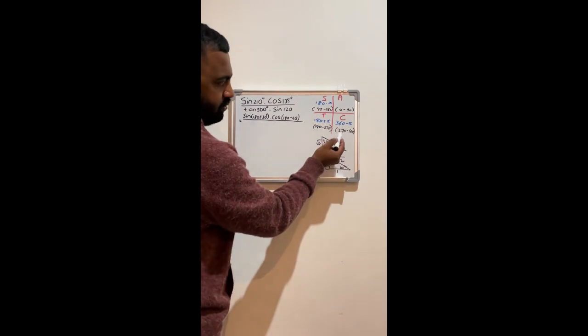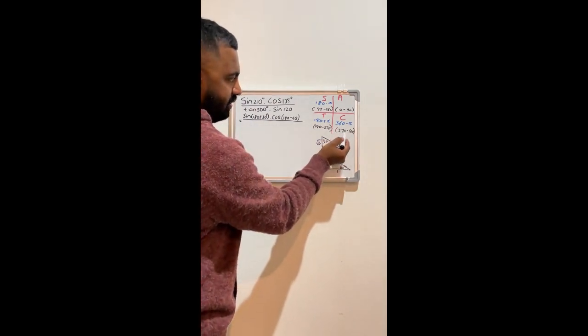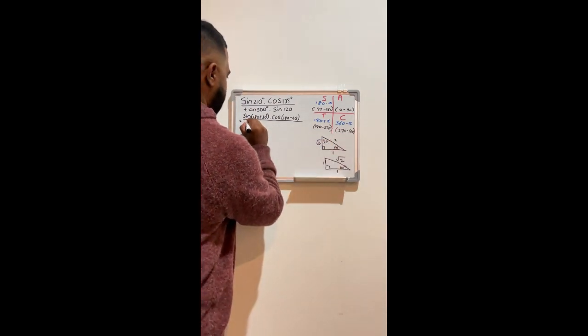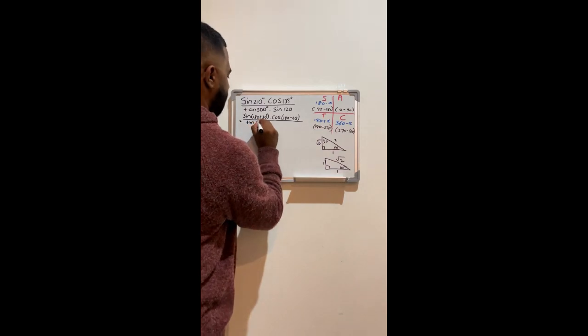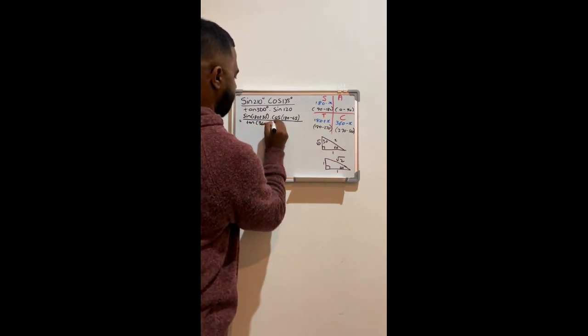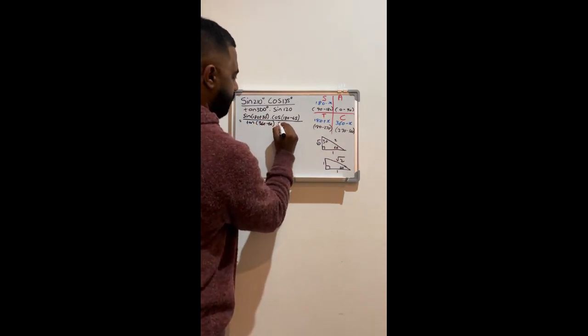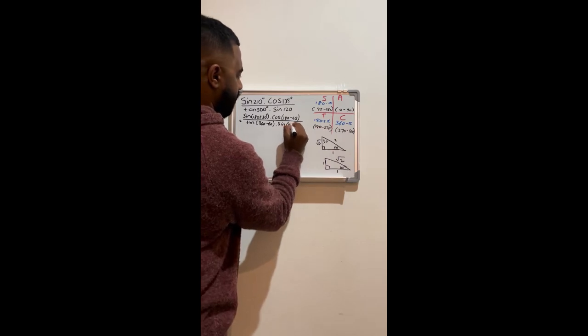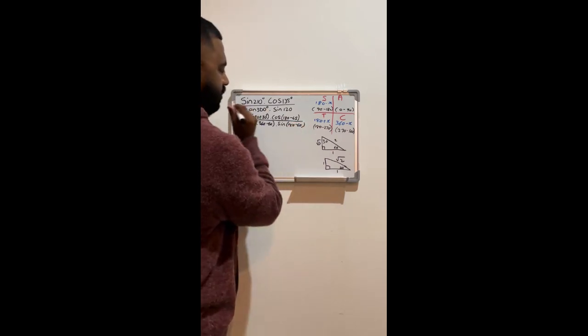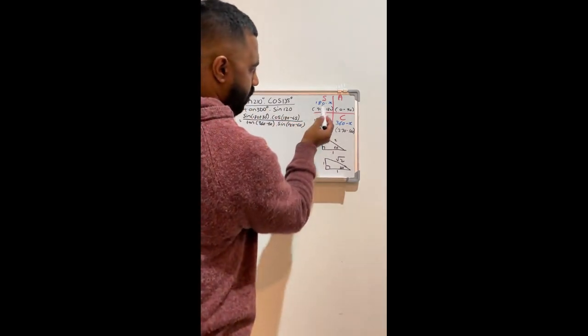300 falls in the fourth quadrant. That is 360 minus 60. And then you have sin 120, which is 180 minus 60. 120 falls in that quadrant again.